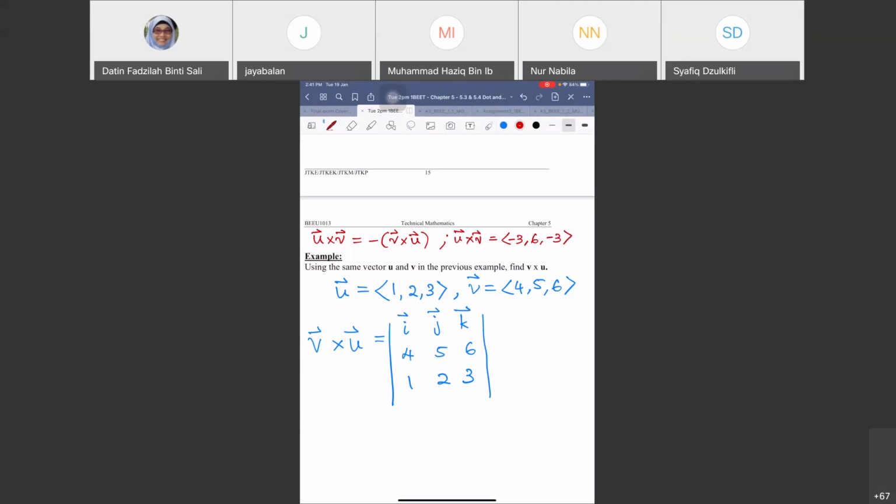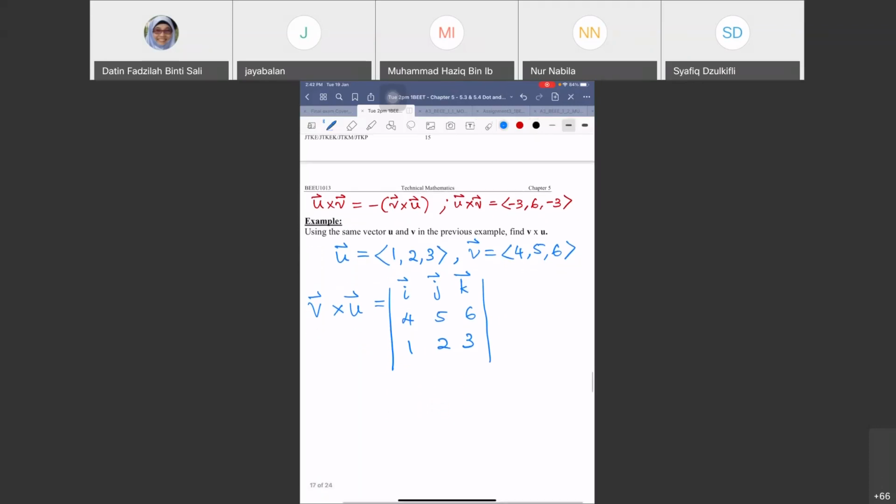So you must be able to see that when we proceed with our solution for this cross product, from here we must get 3, minus 6, 3. That's what we should get for this one. Let's see whether we can get that answer.